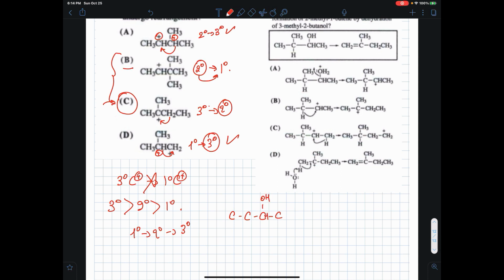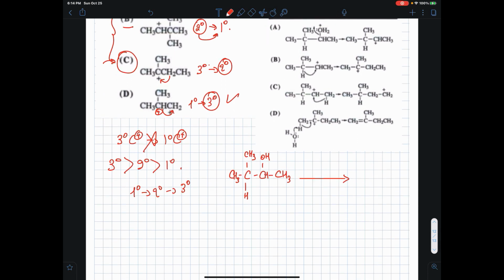I didn't see it. So CH3, C, there's a CH3 right here, and there's a hydrogen, and CH3. For the dehydration of this reaction, I'm just going to use H2SO4, HOSO3H. When you're doing a dehydration mechanism, you always want to draw it this way so you can show the arrow pushing of this hydrogen right here. You always want to draw the H2SO4 like that.